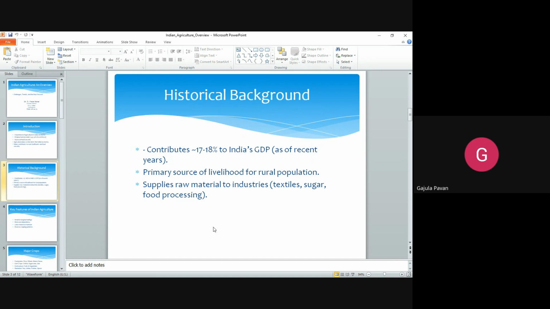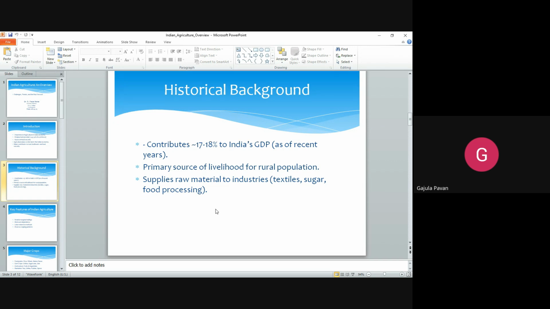This is some important contribution of the agriculture sector. In GDP, once upon a time, the agriculture sector's contribution to the GDP was 60%. Right now, the contribution is 17 to 18% of the Indian GDP, in recent years. This is the contribution to the GDP in our economy. At the same time, it is the primary source of livelihood for the rural population in our India.